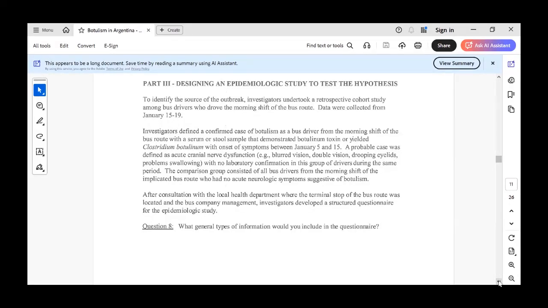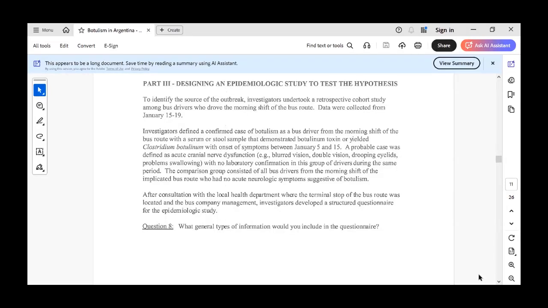A probable case was defined as acute cranial nerve dysfunction, such as blurred vision, double vision, drooping eyelids, problem swallowing, with no laboratory confirmation in this group of drivers during the same period. The comparison group consisted of all bus drivers from the morning shift of the implicated bus route who had no acute neurologic symptoms suggestive of botulism.